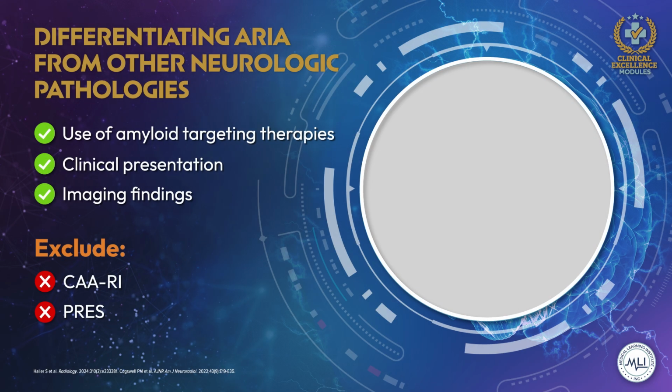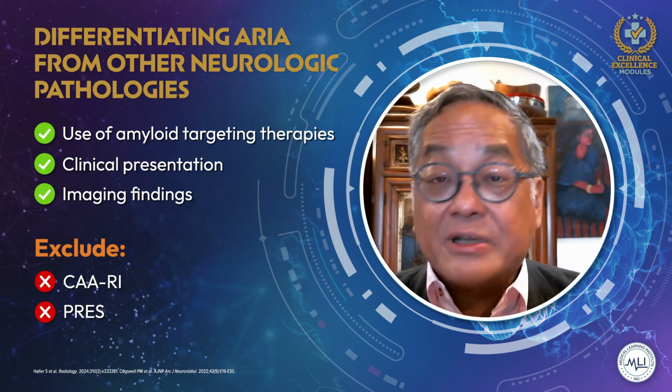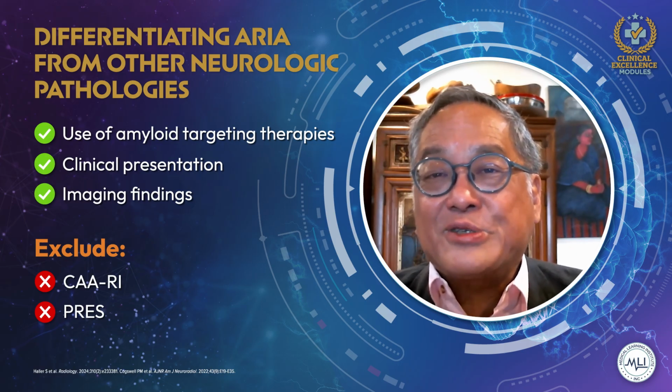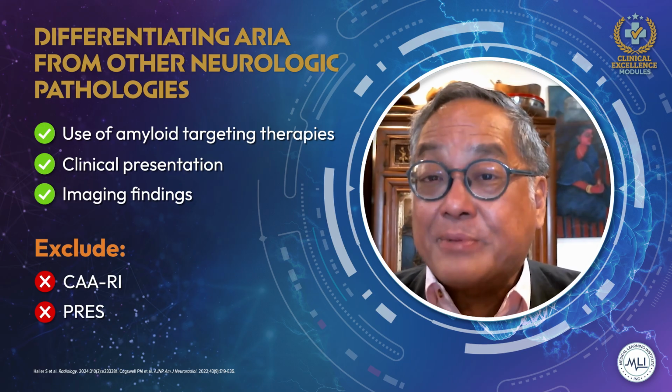In practice, differentiating ARIA from other neurologic processes depends heavily on treatment history, symptom evaluation, and distribution of imaging abnormalities. Anti-amyloid monoclonal antibody exposure is often the most important contextual clue. I don't know, I've never really seen a case of CAARI. Yeah, but it's a clinical syndrome because you need to have really bad hypertension, right?